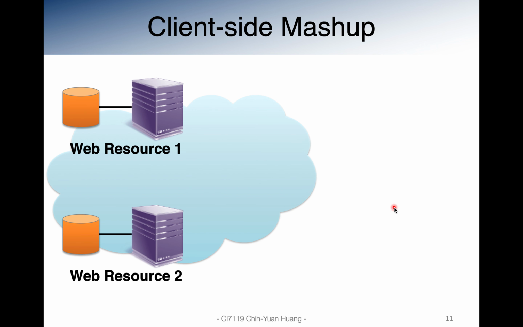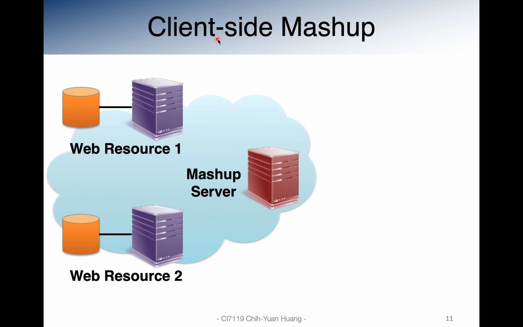And here is the client-side mashup. The same thing is we will try to mash up the resources from different sources, for example, web resource 1 and web resource 2. The idea for the client-side mashup, according to its name, is also very straightforward. Basically, that means we are going to perform the mashup on the client side.